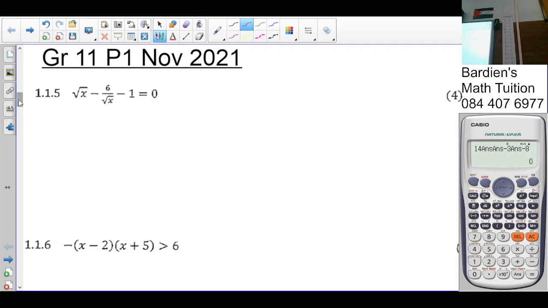So yeah, people, one of two things: I can use it as it is, or I can introduce a variable to make it a bit simpler. So what I do is I say let the square root of x equal k, for the square root of x minus 6 over x minus 1 is equal to 0. By letting it equal to k, it becomes an easier solution to work with.